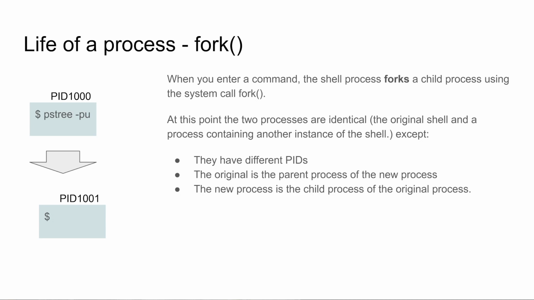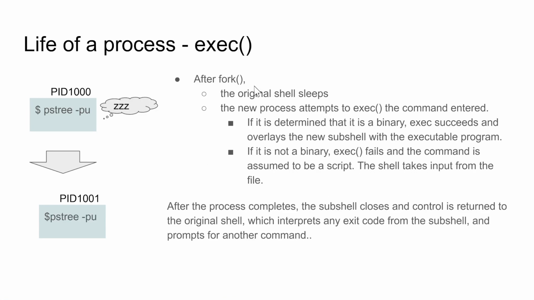So after the fork, the two processes are identical, except for a few things like the process identifier, and the parent process identifier, which is another piece of data that you'll see, that indicates that there's a hierarchy. The 1000 process created a 1001 process in this example. They have different process identifiers. The original is the parent process of the new process, and the new process is the child process of the original process. So, there you have the basic fork.